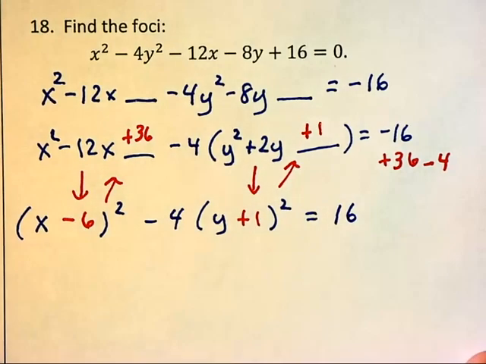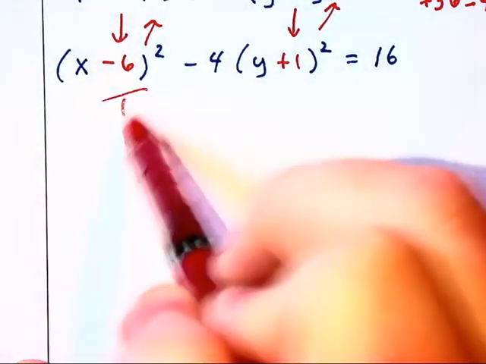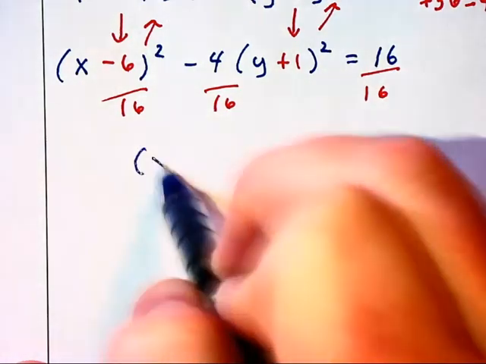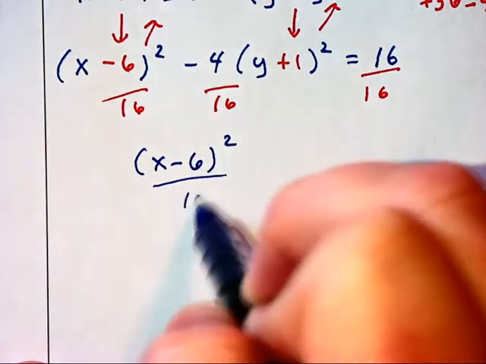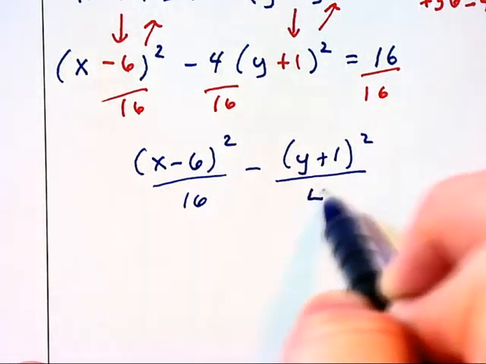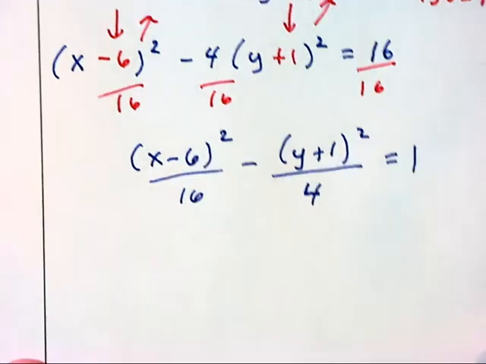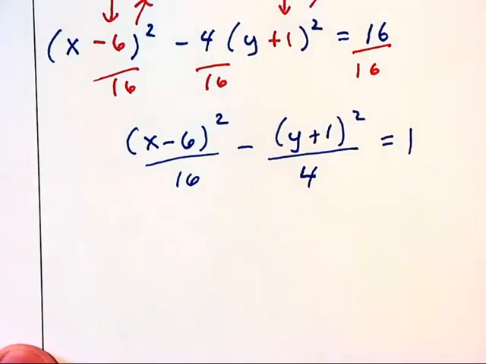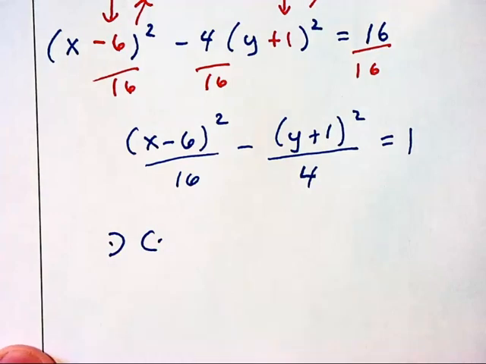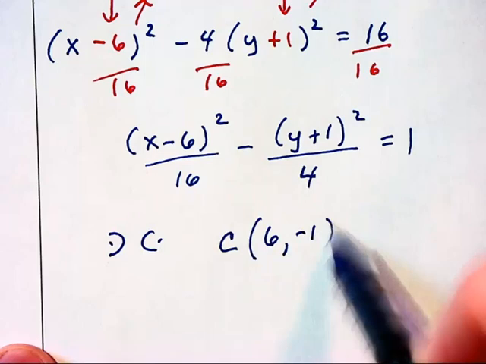So that'll be our equation we're going to start with now. Let's set this equal to 1, so we're going to divide through by 16 on each side of the equation, and that will give us x minus 6 quantity squared over 16 minus y plus 1 quantity squared over 4, after the 4 and the 16 cancel, equals 1. Now, since x squared is listed first, this hyperbola is going to open left and right. It's going to be centered at positive 6, negative 1.